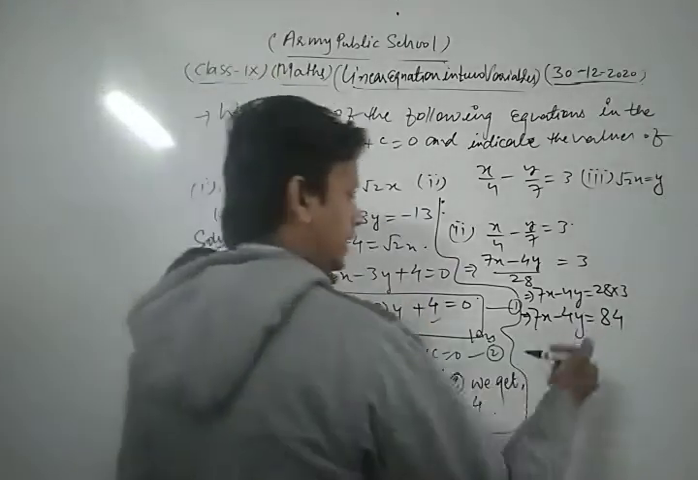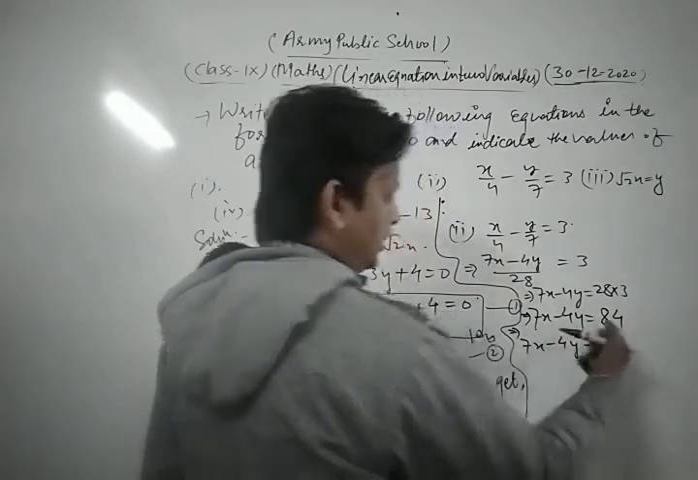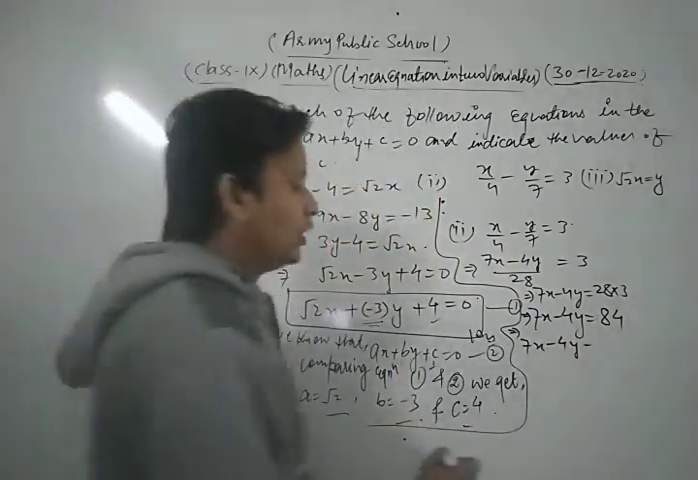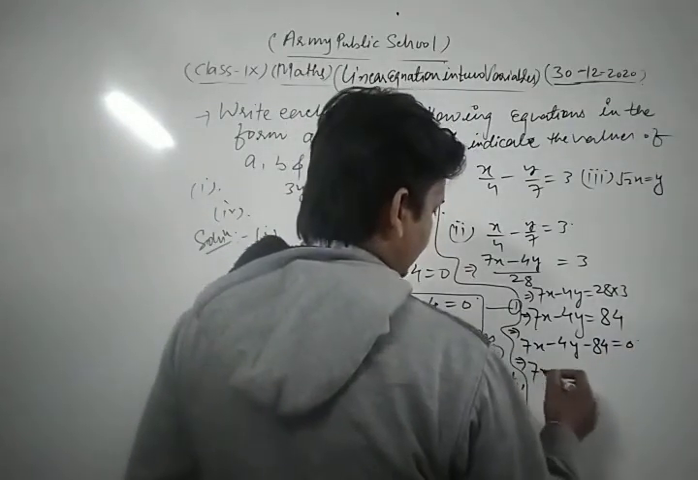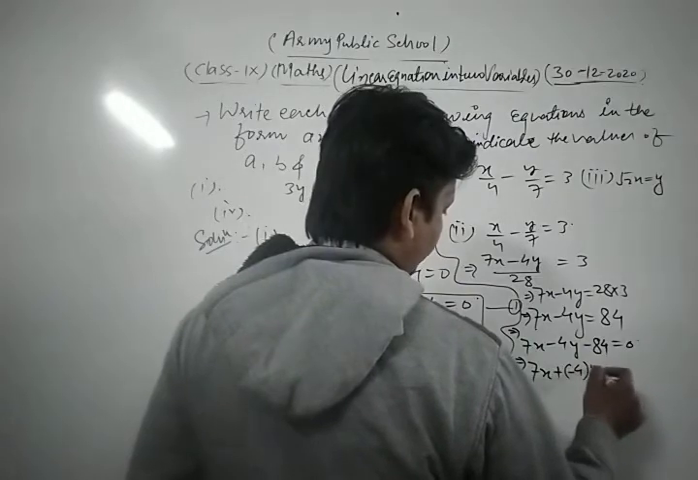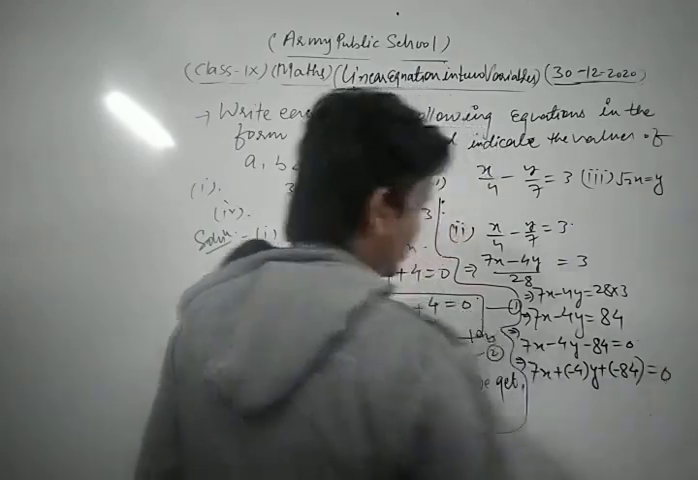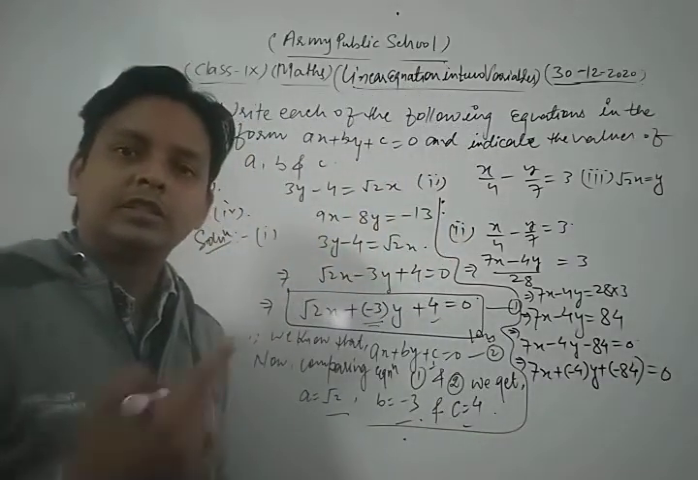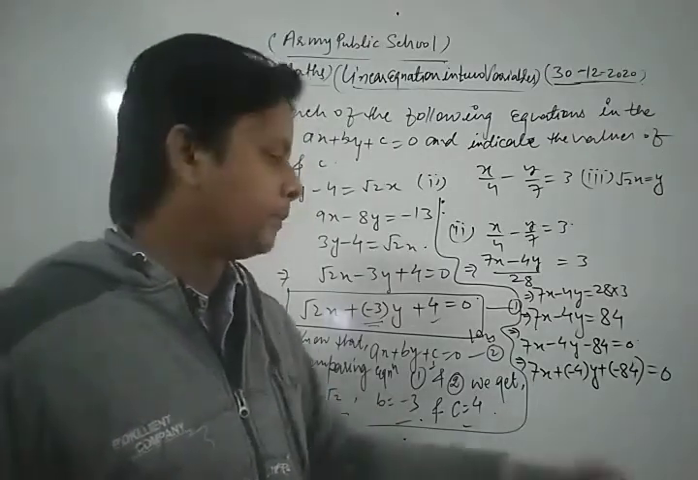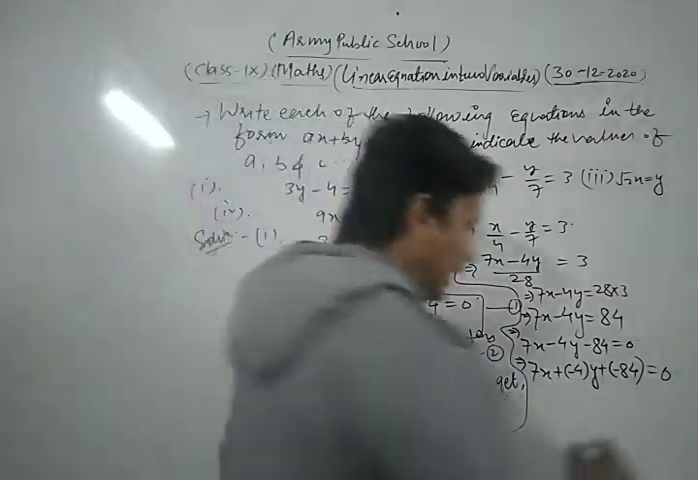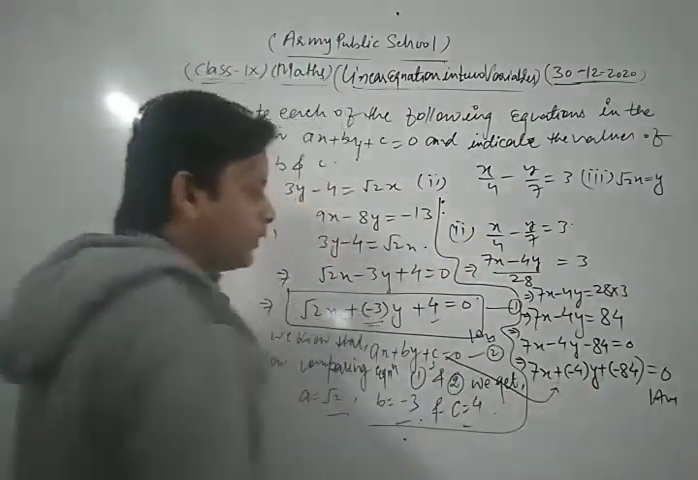Now we transfer that to the left hand side, so we can write 7x minus 4y, we transfer plus 84 to the left hand side, so we get minus 84 is equal to 0. Now we write 7x plus minus 4y plus minus 84 is equal to 0. Now this is the required form, the original form of the equation, ax plus by plus c is equal to 0. This is one answer.